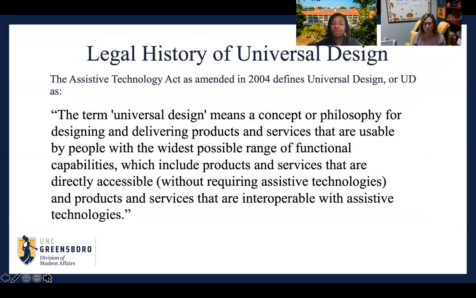So a little bit of legal history about universal design. The Assistive Technology Act, as amended in 2004, defines universal design, or UD, as the term universal design means a concept or philosophy for designing and delivering products and services that are usable by people with the widest possible range of functional capabilities, which include products and services that are directly accessible without requiring assistive technologies, and products and services that are operable with assistive technologies. So again, we really are looking at the universal aspect for all people.